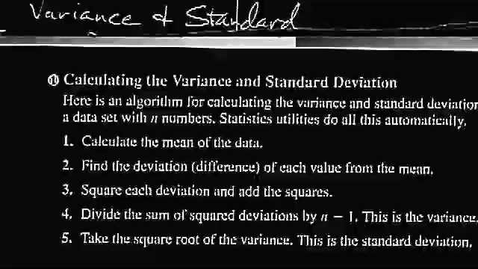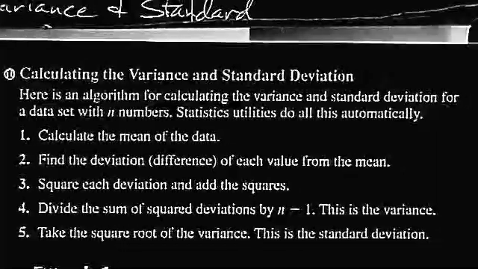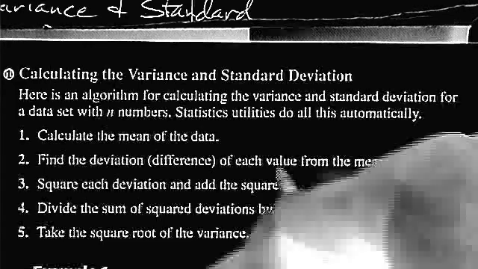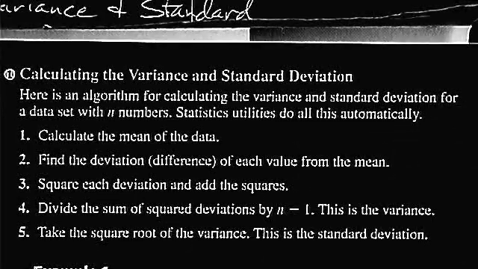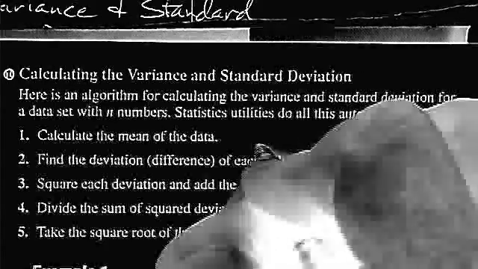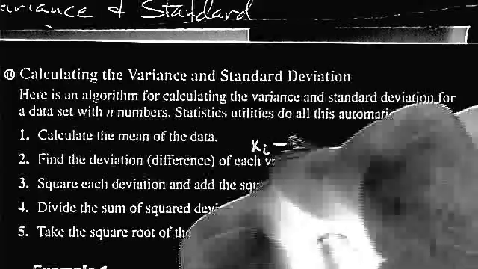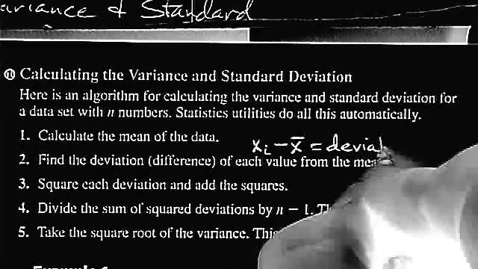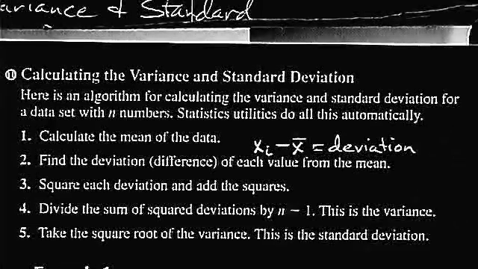Here are the steps that you need. I'll show you the formula, but here are the steps. First, you calculate the mean of the data, the average. Then you find what's called a deviation, or a difference of each value from the mean. What does that look like? That's when we get into the data, you'll see that they actually took every data value and subtracted the average. So you might see something like x sub i minus x bar. That represents what's called a deviation.